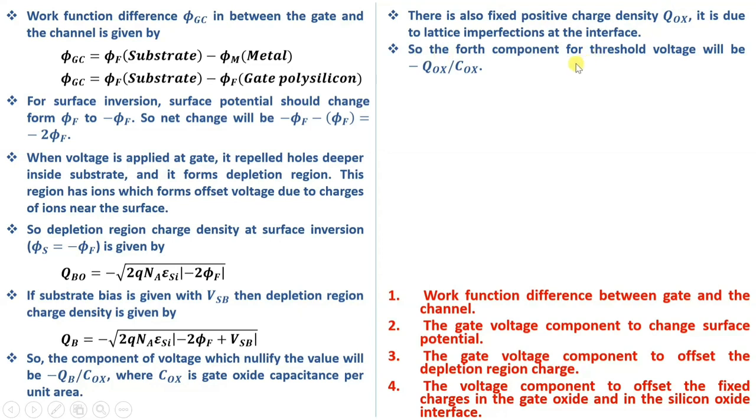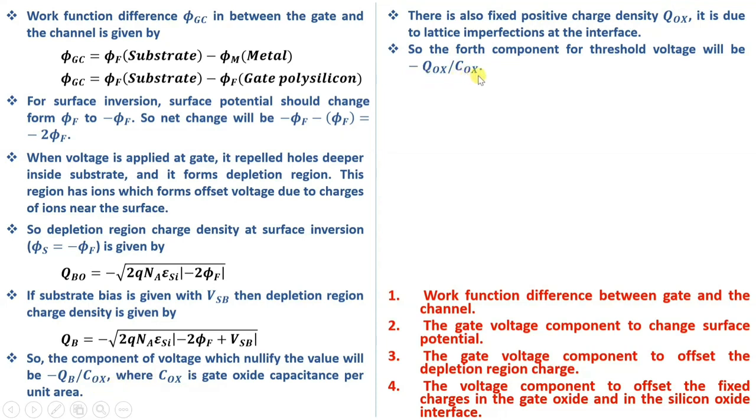So the fourth component will result in a voltage that is minus QOX divided by COX. The resultant voltage would be QOX divided by COX, but to nullify that, we need to provide minus QOX divided by COX. Now, if you want to calculate the threshold voltage, it will be the algebraic sum of all four voltage components. Phi GC, minus 2 phi F, third is minus QB by COX, and fourth is minus QOX divided by COX.